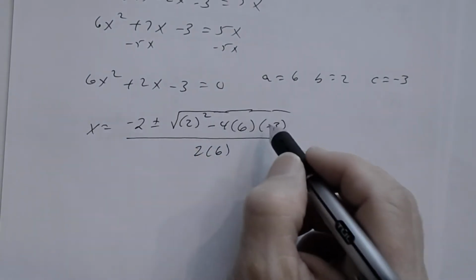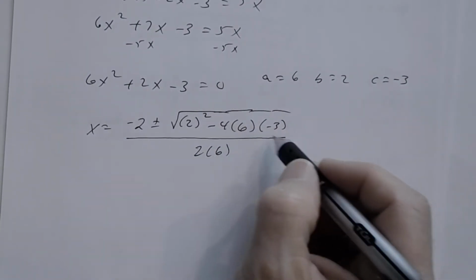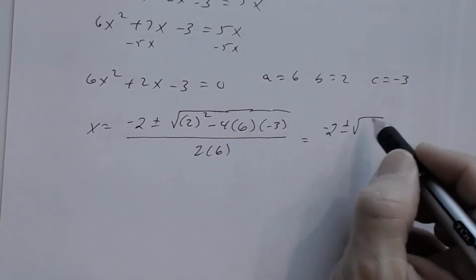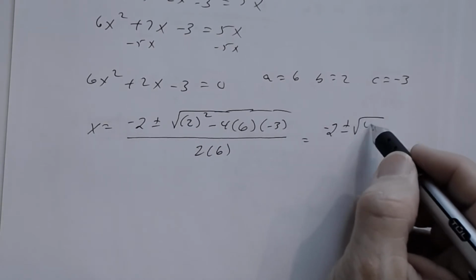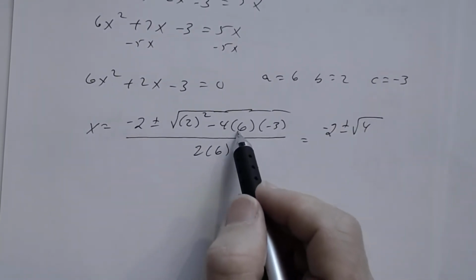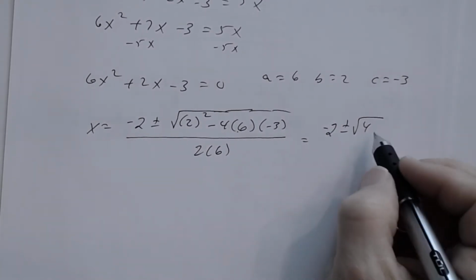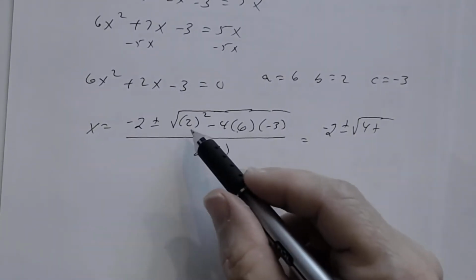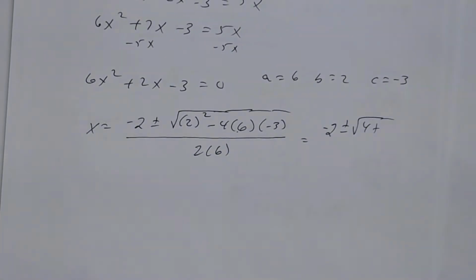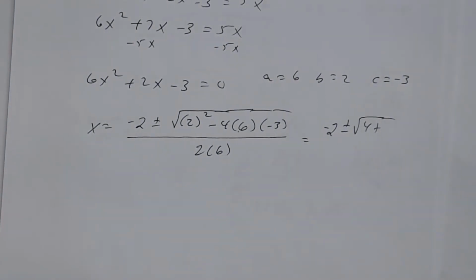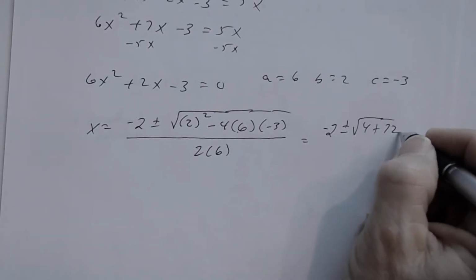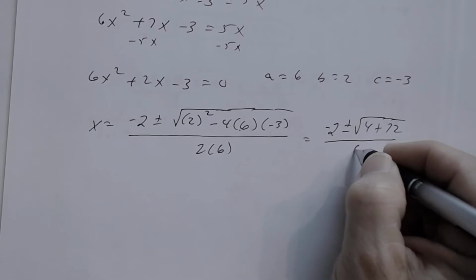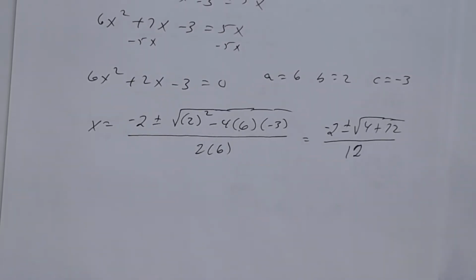So simplifying the radicand, remember you have to do the exponent first and then multiplication. I'm going to get negative 2 plus or minus the square root of 2 times itself, which is 4. A negative times a positive times a negative is a positive, so I'm going to say 4 plus, adding these two terms. 4 times 6 times 3, so 24 times 3, gives me 72. All divided by 12.